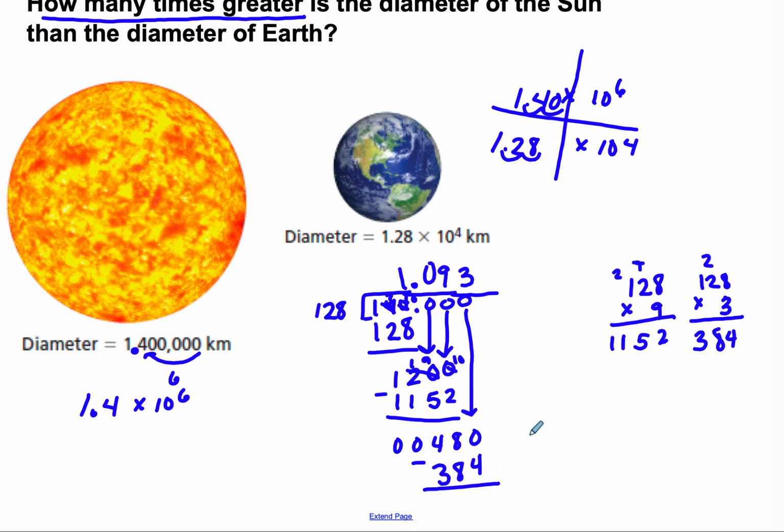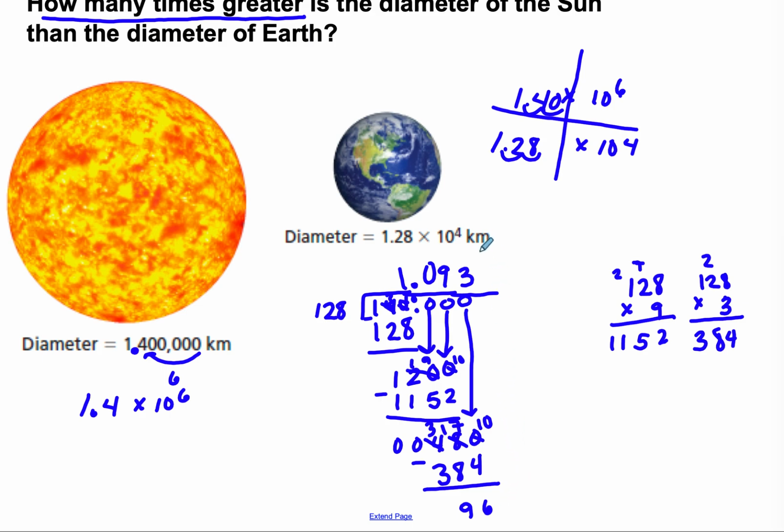All right, and let's see. 0 minus 4 takes us to the negative. We're going to borrow from 8. We're going to make it 7. This is going to be 10. 10 minus 4 is 6. 7 minus 8 takes me to the negative. So this is going to be a 3 and 17. 17 minus 8 is going to be 9. 3 minus 3 is 0. So I have 96. Okay.